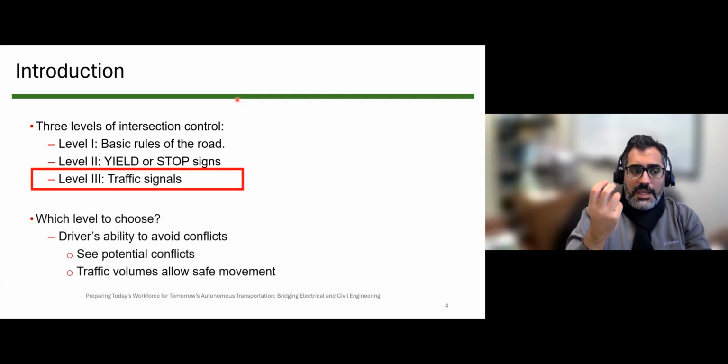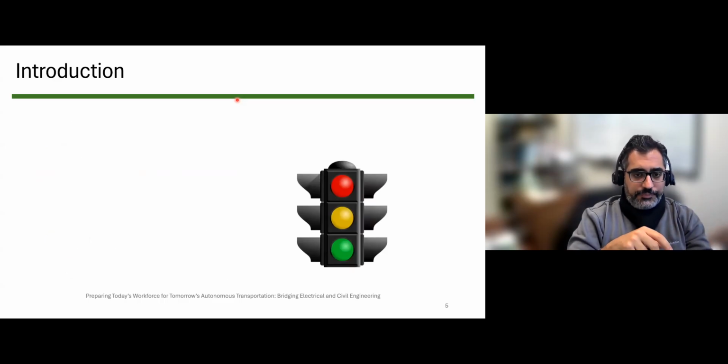How do we make that decision? As I said, based on drivers' ability to avoid conflicts. Seeing potential conflicts, visibility, is the most important. So if we look at those first two levels, level one and level two, visibility of a potential conflict is the most important thing. So we usually create sight triangles and see whether it is adequate to come to a complete stop. And also traffic volumes and speed and things like that. Level one and level two are outside the scope of our work here. We'll only focus on level three, which is traffic signals.